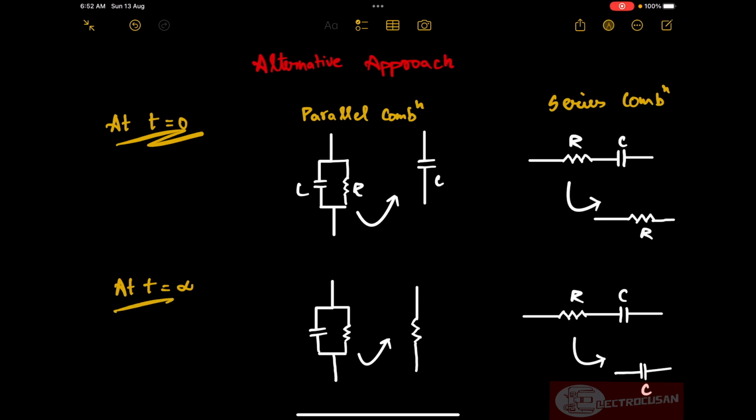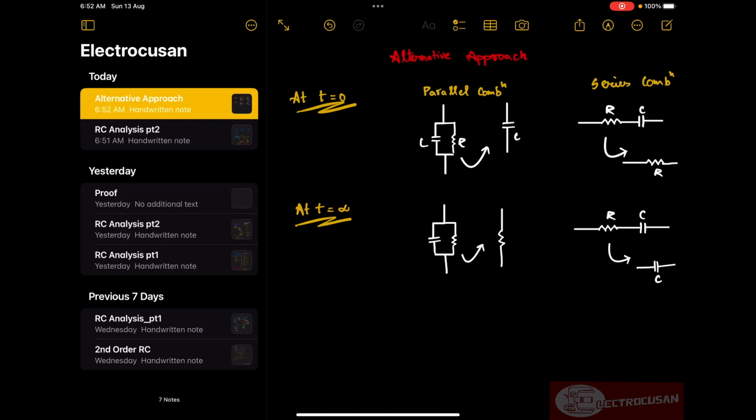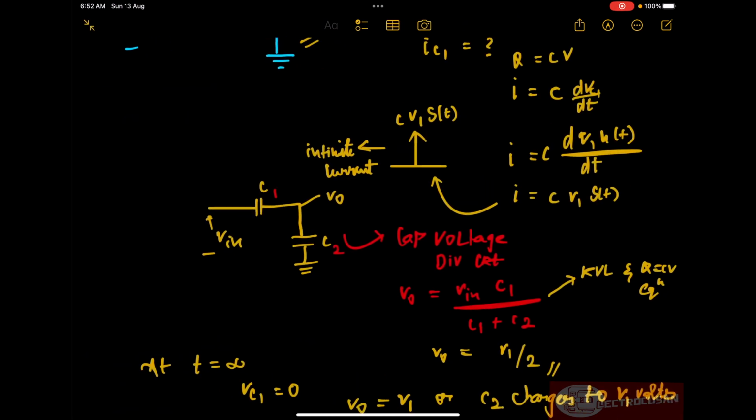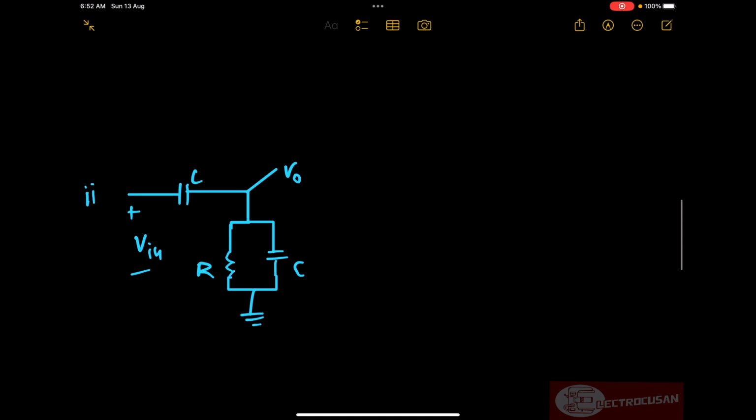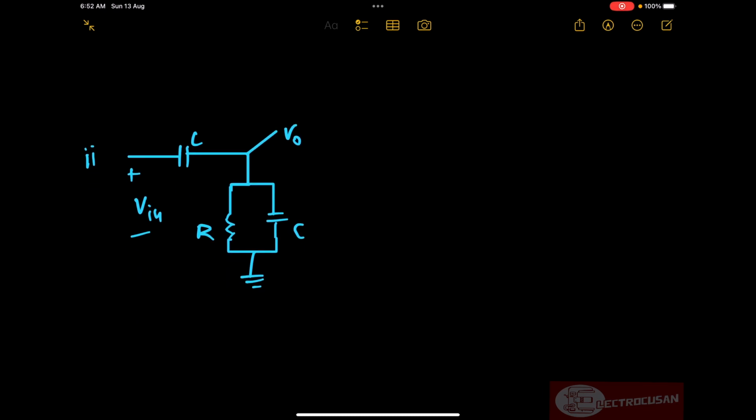And at t equal to infinity, these parallel combinations can be assumed to be a single resistance. And in case of series combination, you can assume this to be a single capacitance. The proof of this approach, I'll be discussing in upcoming videos, so don't worry about that. So going back to our question, now I will be solving the second question using that alternative approach.